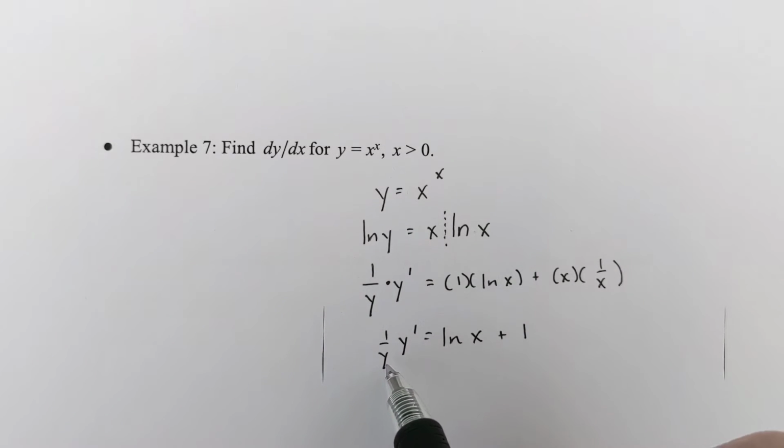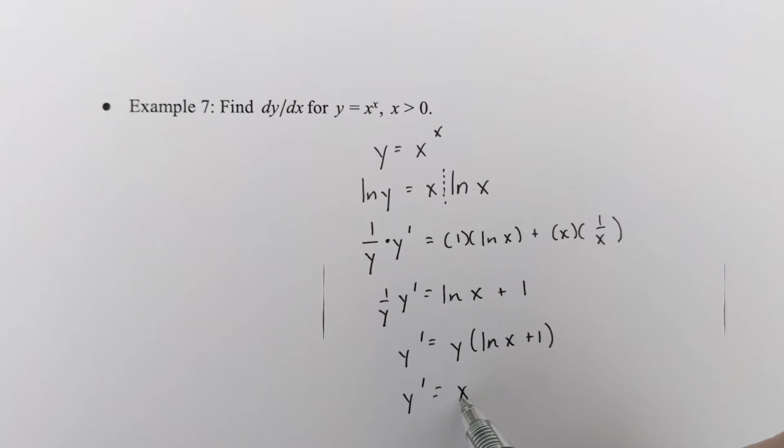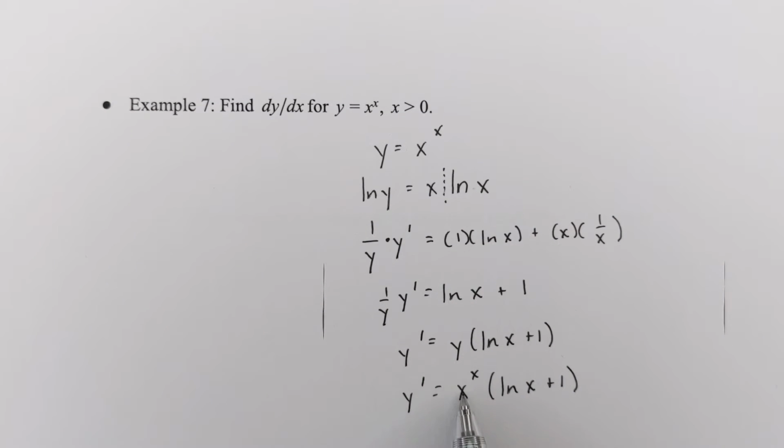So I need to get y prime by itself. Since I'm dividing by y here, if I multiply everybody by y, I get y times (ln x plus 1). But y is x to the x, so I can rewrite this as x to the x times the natural log of x plus 1. That's just replacing what y is actually equal to. So there's y prime in terms of x.